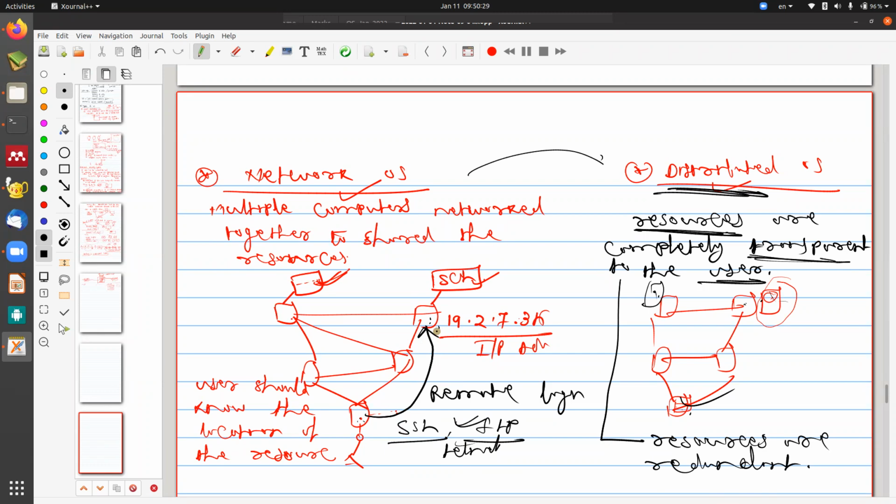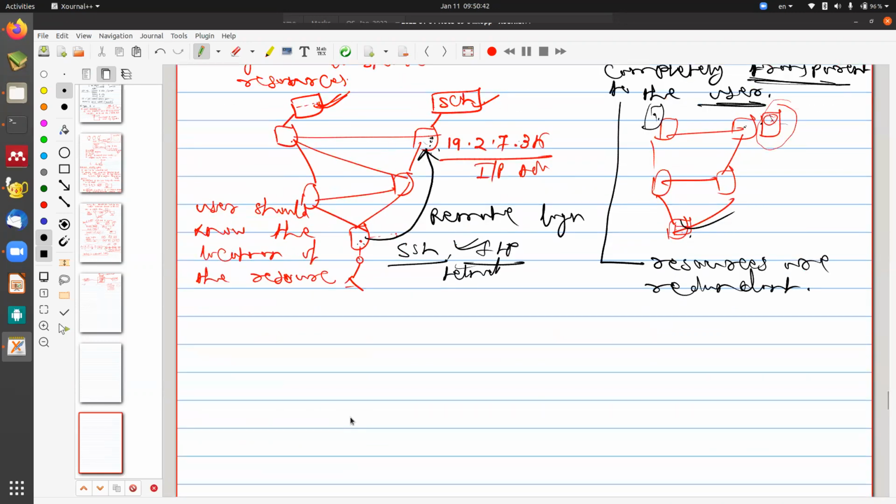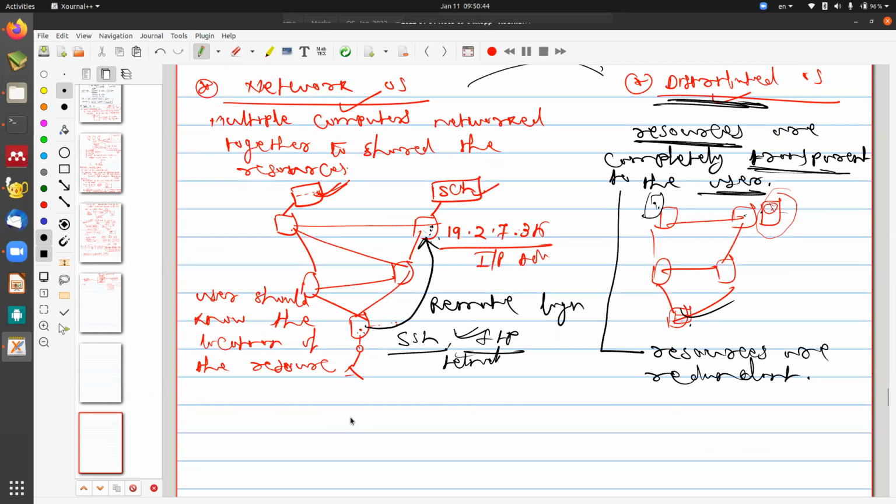If I have a telnet server present here, I can log into this telnet server and fetch all the files present here. Okay, that is called a network operating system. Sir, then the operating system knows that address, operating system always knows, in both the cases.